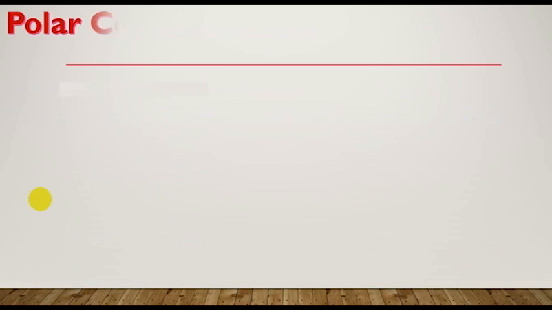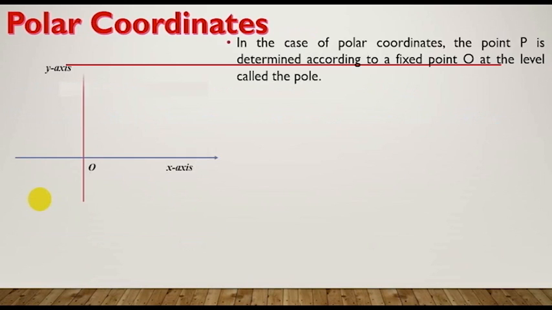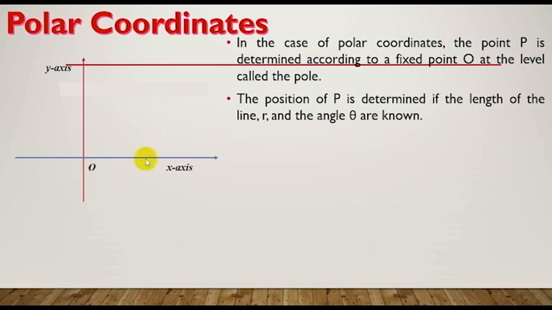طيب let's talk about the polar coordinates. What is a polar coordinate? Polar coordinates mean we have P determined by a coordinate to the fixed point at the level called pole. So we have the pole like that, and we have x-axis and y-axis also. The position of P will be determined from R and theta.